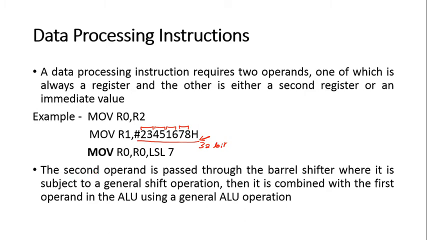So the second operand is passed through a barrel shifter where it is subjected to a general shift operation, and then it is combined with the first operand in the ALU using the general ALU operation. It could be some data transfer, arithmetic, or something else. As you can see here, there is a requirement of a barrel shifter. This R0 value is now shifted.